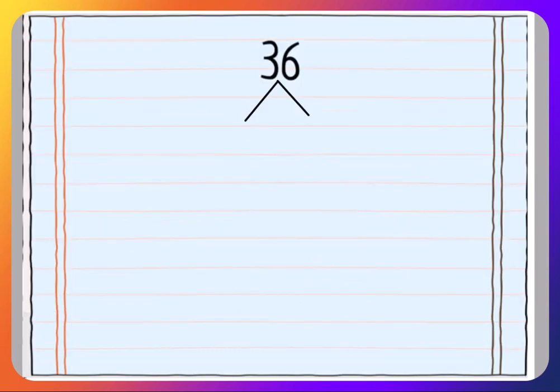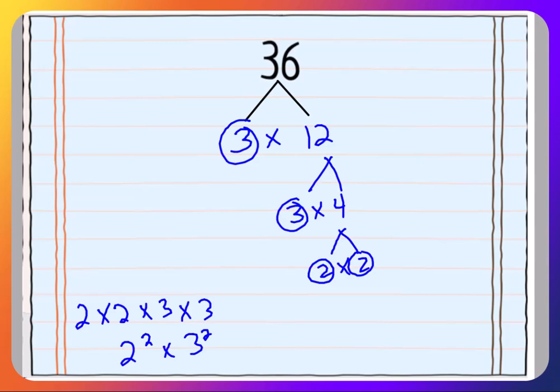So go ahead, pause the video, and write the prime factorization for 36 using the factor tree. Then come back and check your answer. Okay, did you get 2 squared times 3 squared? If you did, great job. If you didn't, check out my example.